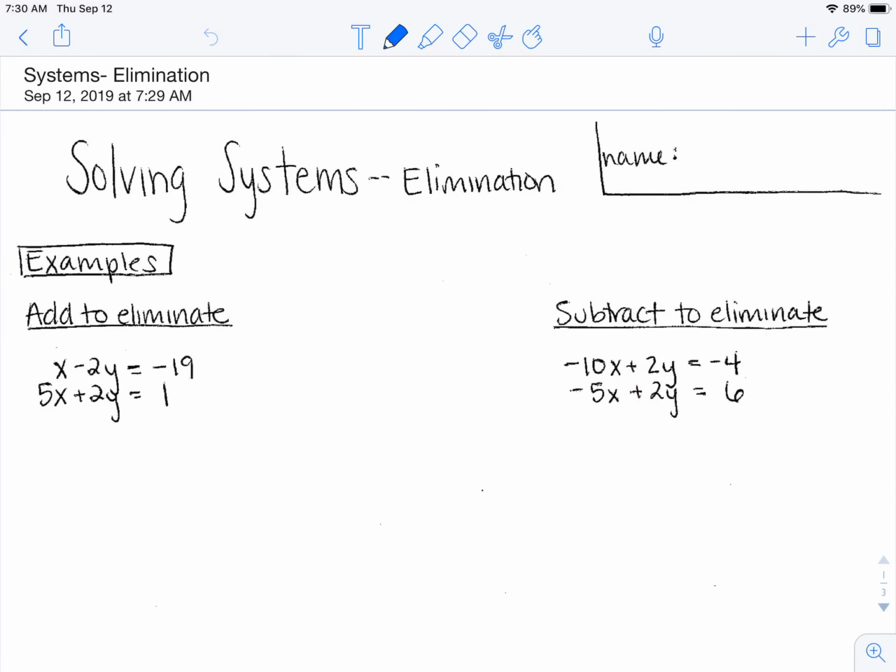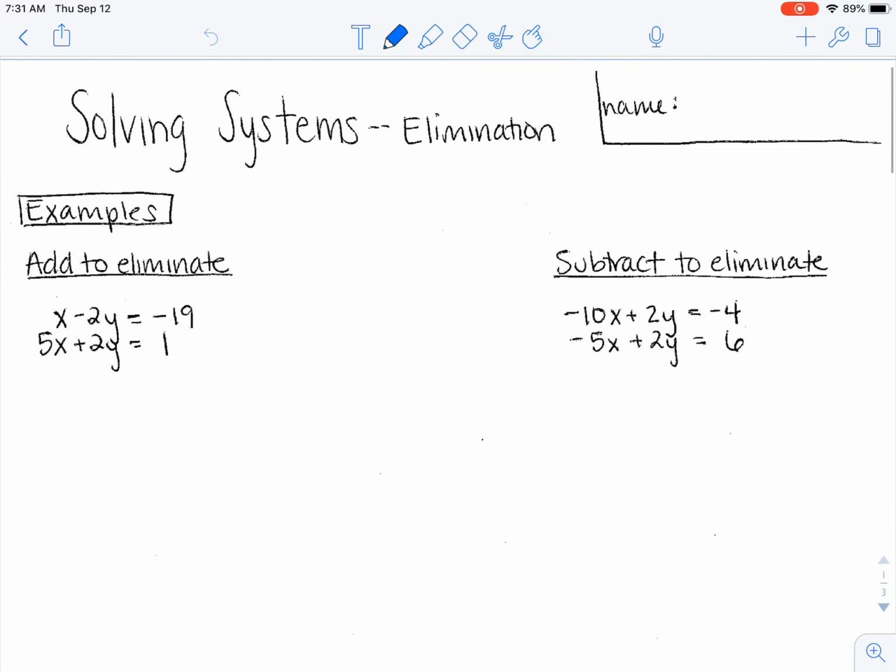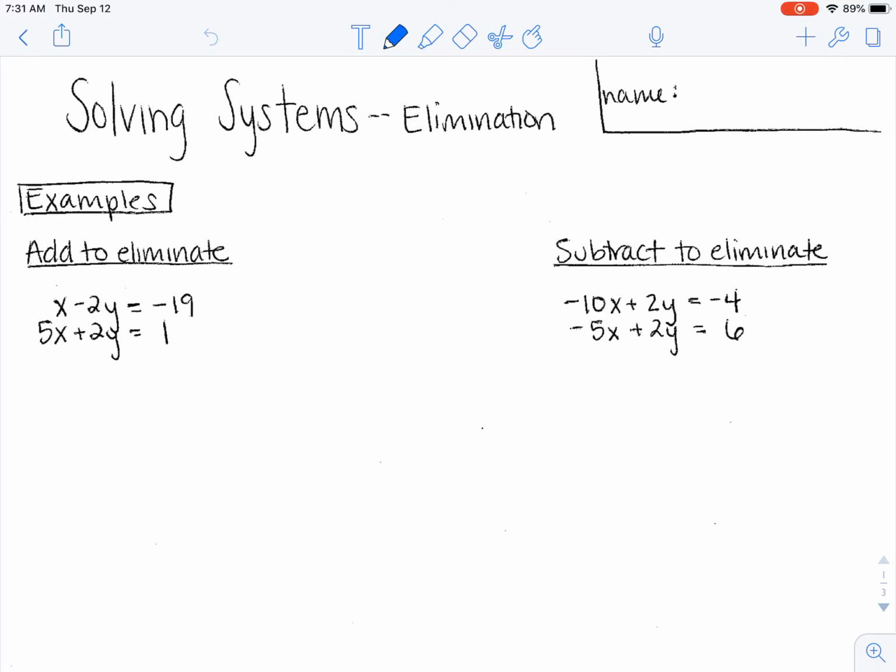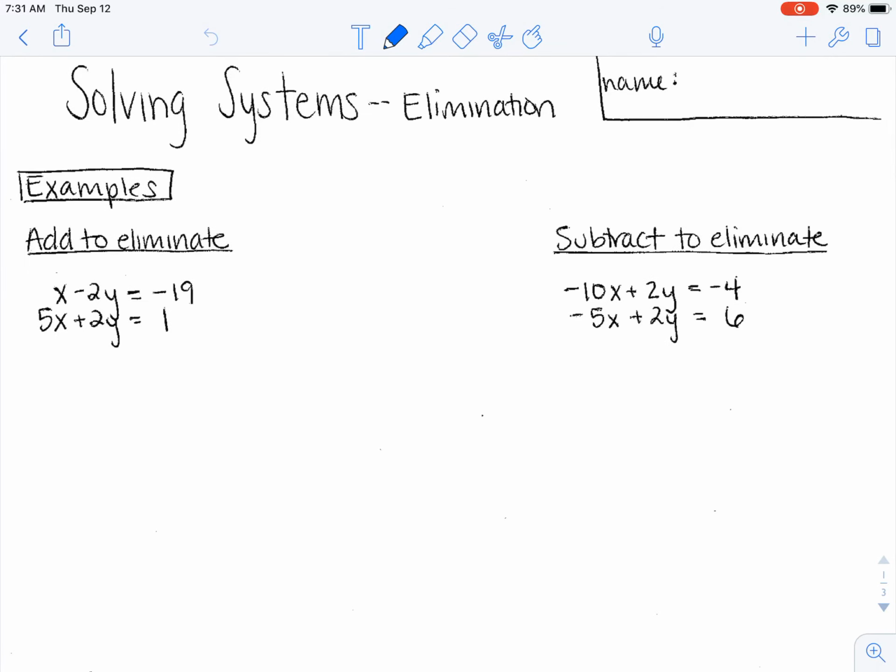Hey guys, all right, so we're gonna go over solving systems of equations using elimination. This is just another method, just like substitution or graphing. This is the method that I prefer because I feel like you can use it on more types of problems, but it's up to you what you prefer. But today you're gonna learn how to do these.